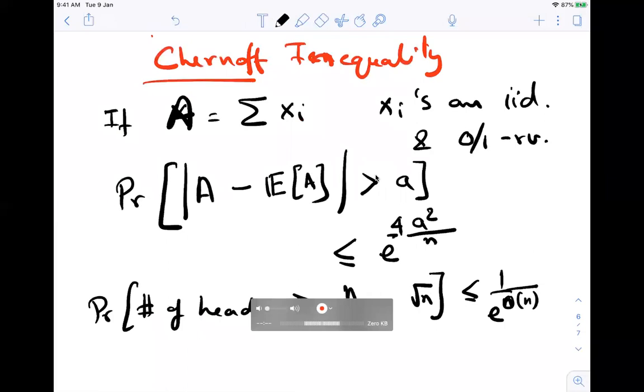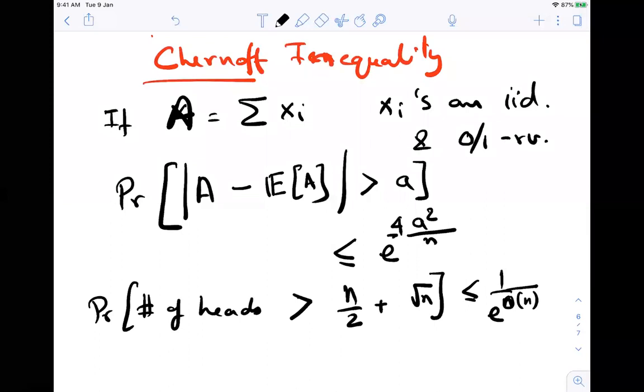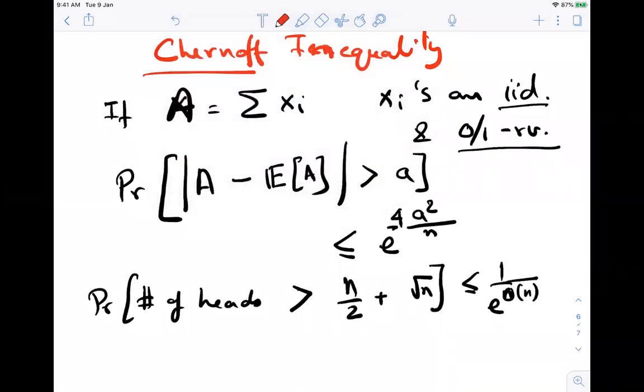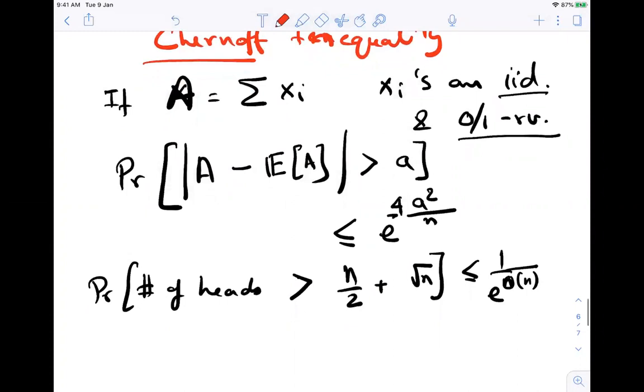Now, there are even more stuff. For example, you don't need them to be IID, you don't need them to be 0-1 random variables, but that requires some more non-trivial work, and I don't know whether you have read it till now. Have you had any course on martingales? No, sir. No, okay, fine. So whenever you do some course on martingales, you realize that these are special cases of something called Azuma's inequality.